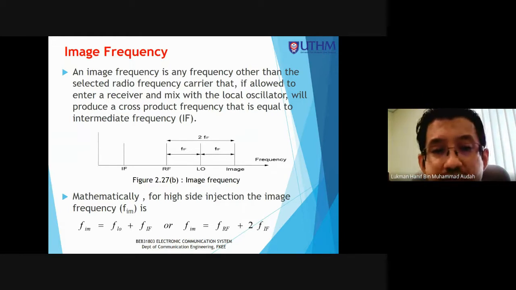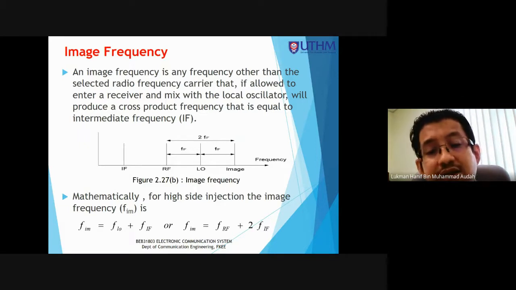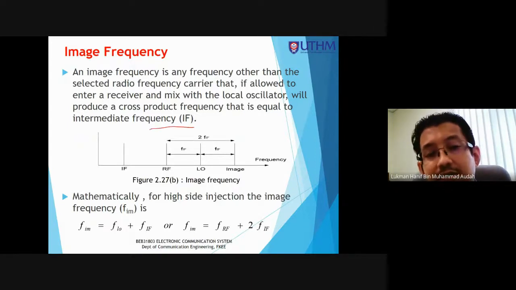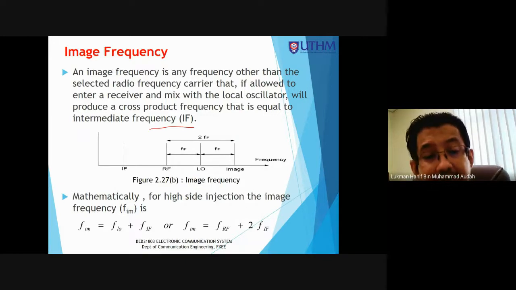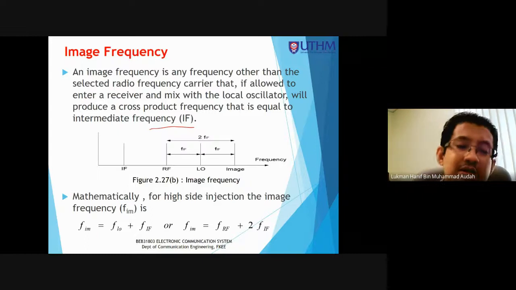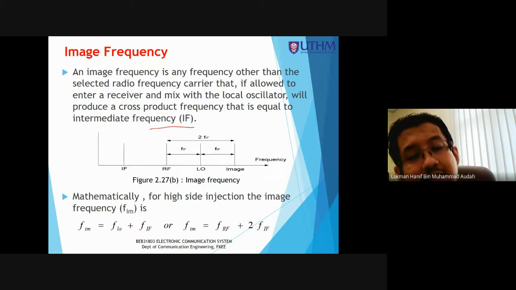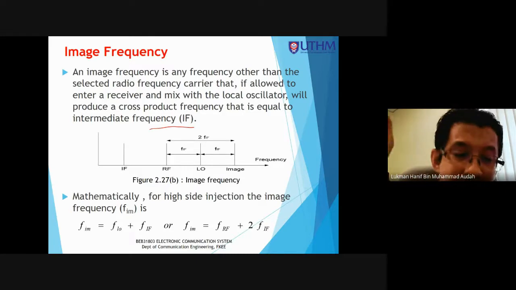Image frequency is any frequency other than the selected radio frequency that, if allowed to enter the receiver and mix with the local oscillator, will produce a cross product frequency that is equal to the IF. Kalau dia dibenarkan masuk dalam receiver dan apabila dia mix dengan local oscillator, dia akan menghasilkan cross product yang sama dengan intermediate frequency, which is not good. Ideally we want to prevent image frequency from entering the receiver. Kita perlu pastikan image frequency ini tidak masuk ke dalam receiver, otherwise dia akan menghasilkan cross product yang mempunyai frekuensi sama dengan intermediate frequency.